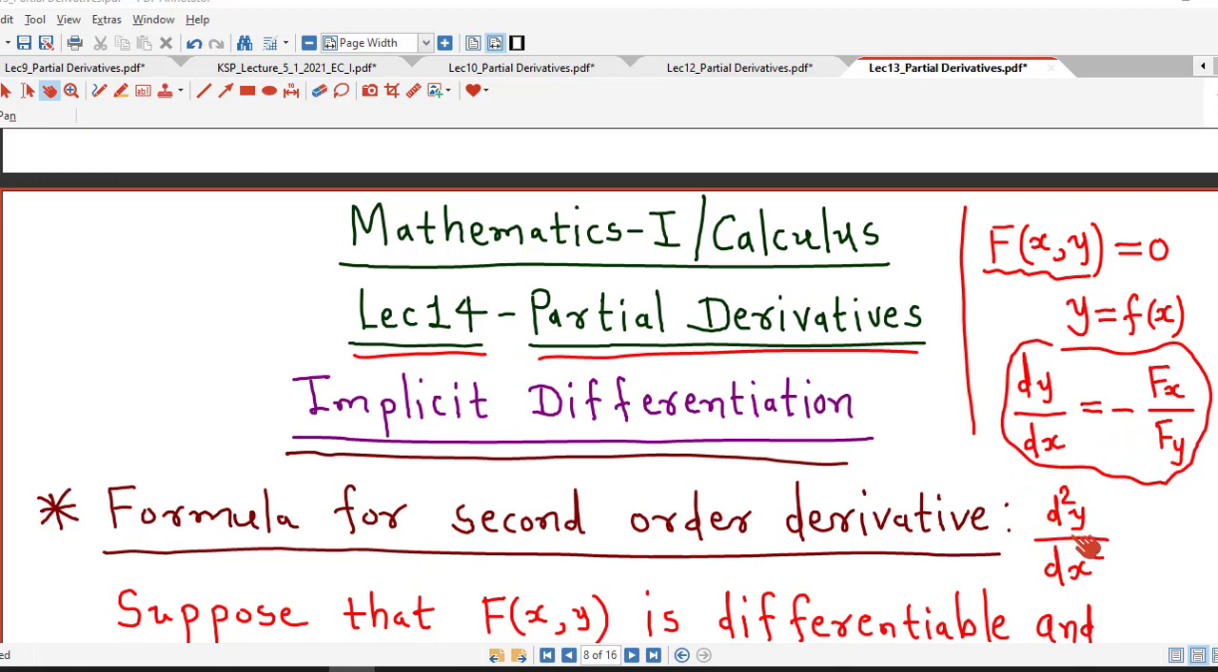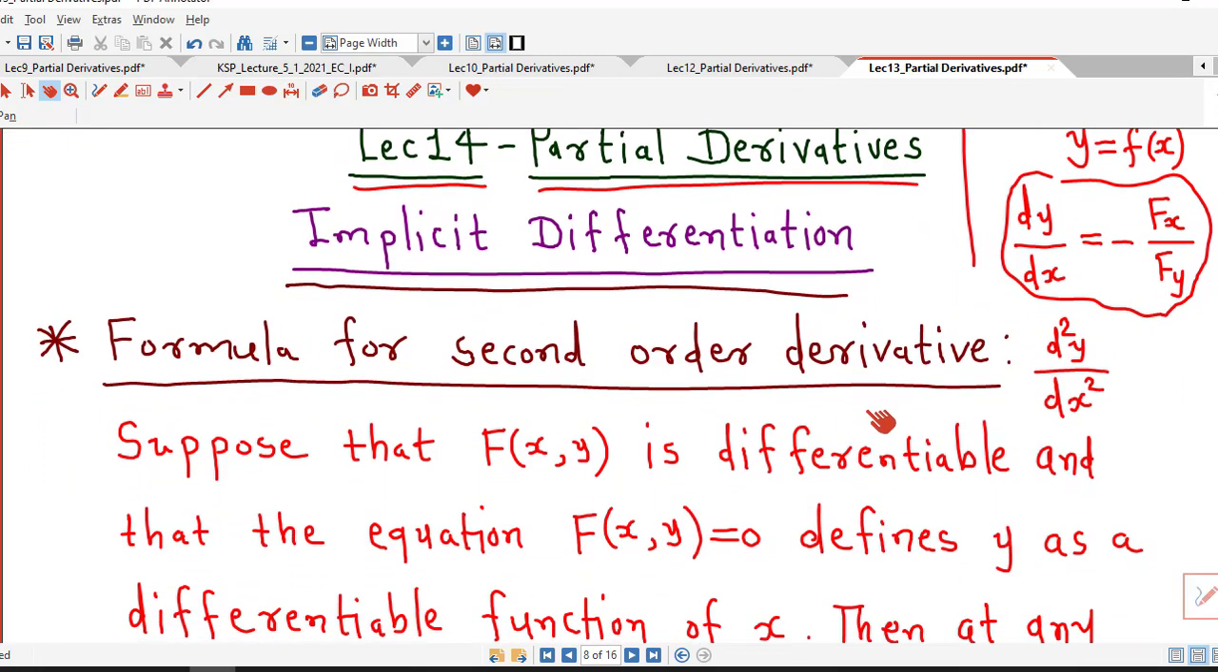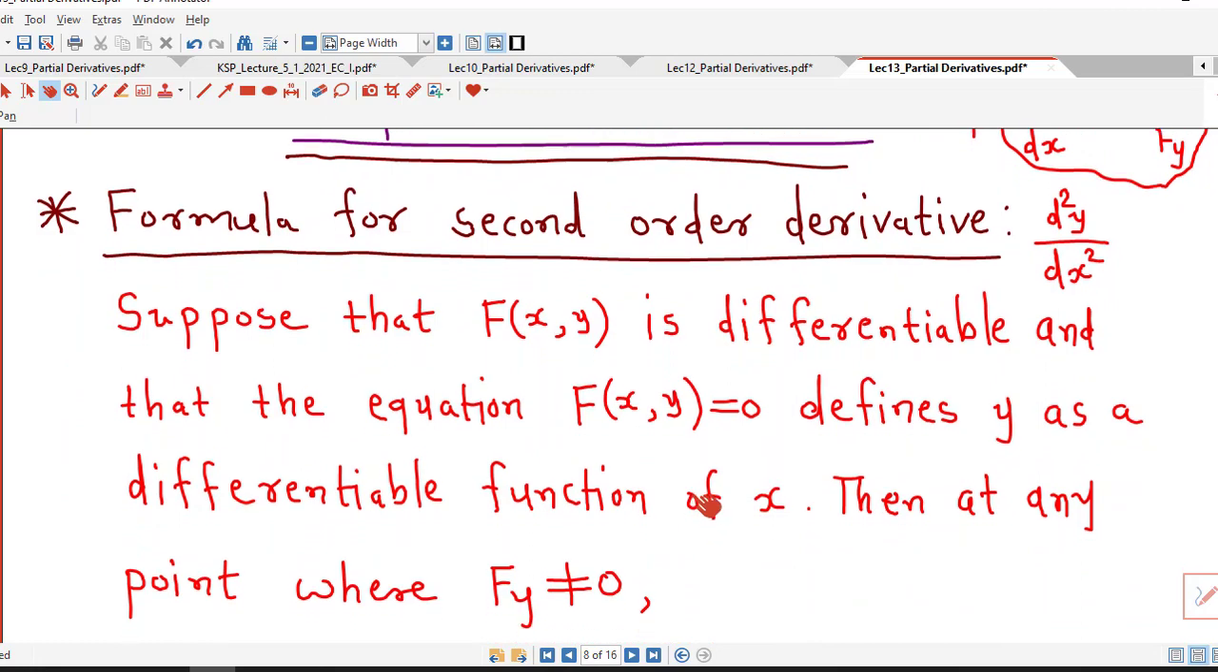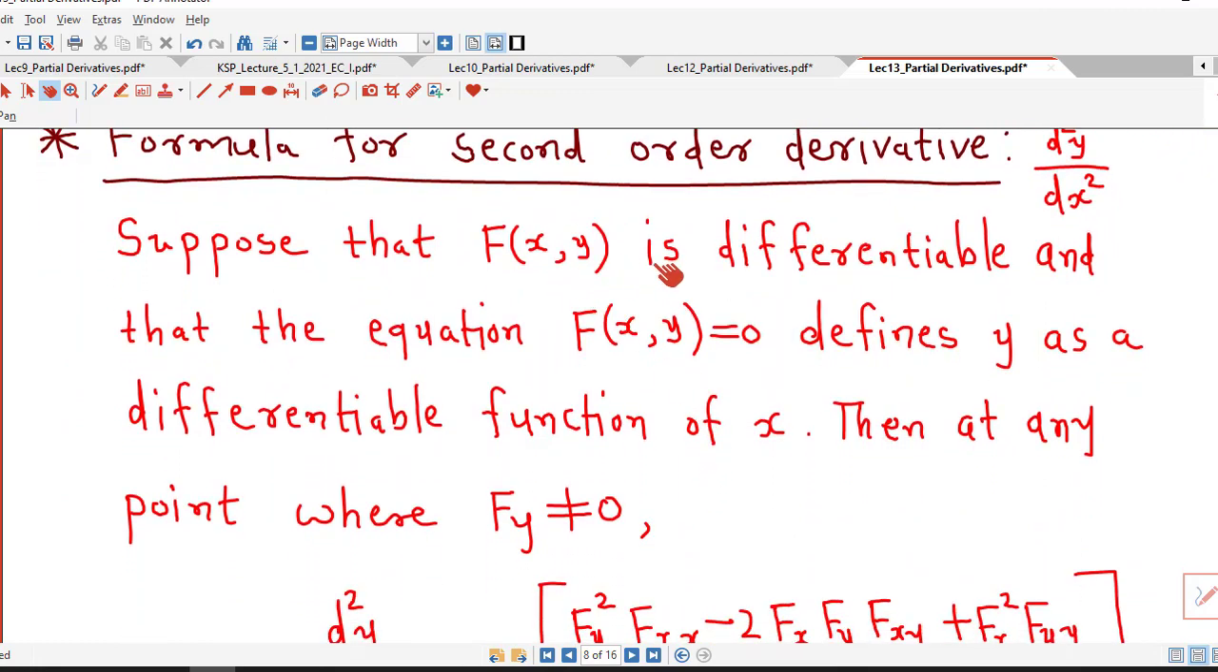In this lecture we will discuss how to find the second order derivative of y with respect to x if y is implicitly given as a function of x. So first we discuss the formula and then we will do some examples on this formula. So suppose that capital F(x, y) is a differentiable function of x and y, and the equation F(x, y) equal to 0 defines y as a differentiable function of x.